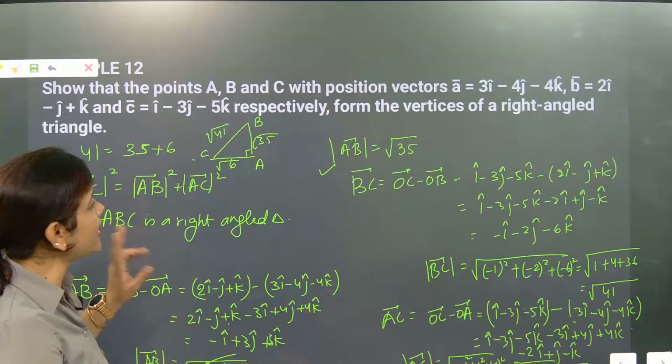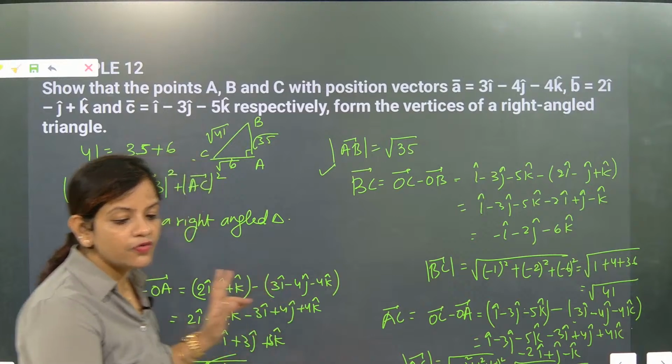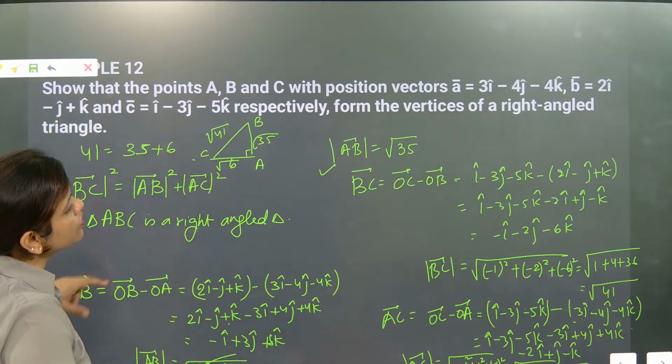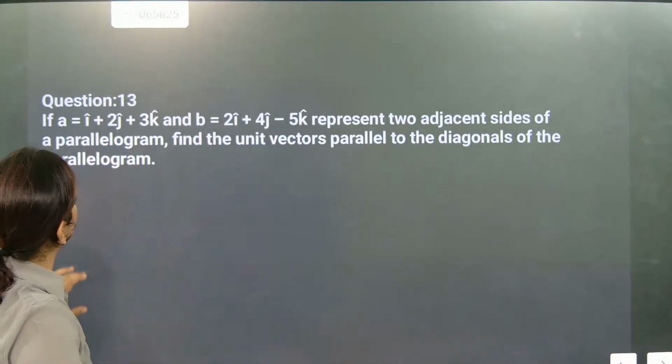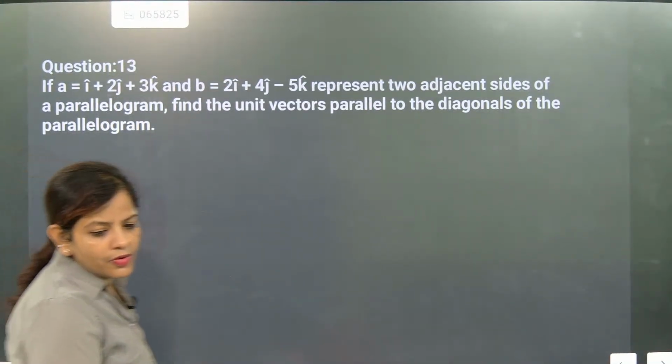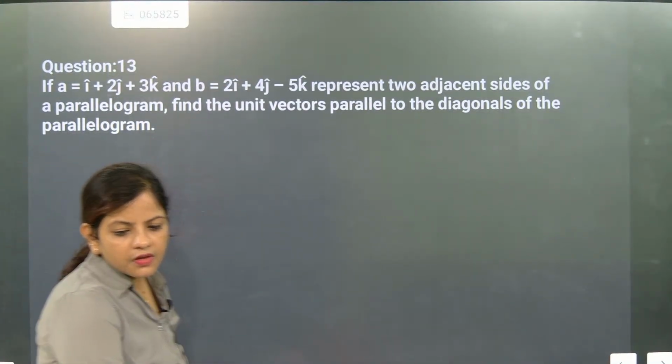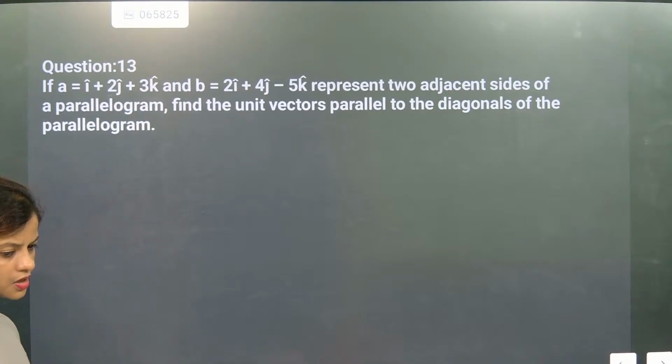So this is exactly it, I hope you might have solved this question. Shall we go for the next question, beta? Now we are going to solve the next question. Now come on, go for this question. Okay, beta, try the next question.